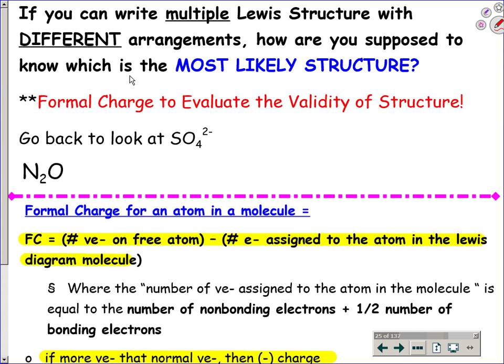Okay, so what we're considering is that you can draw a Lewis structure, and as long as you get the right number of electrons and account for every electron, it seems pretty valid. But what we have to consider is that sometimes it's not valid based on the rules of formal charge. So the formal charge is what we look at to evaluate the validity of a structure.